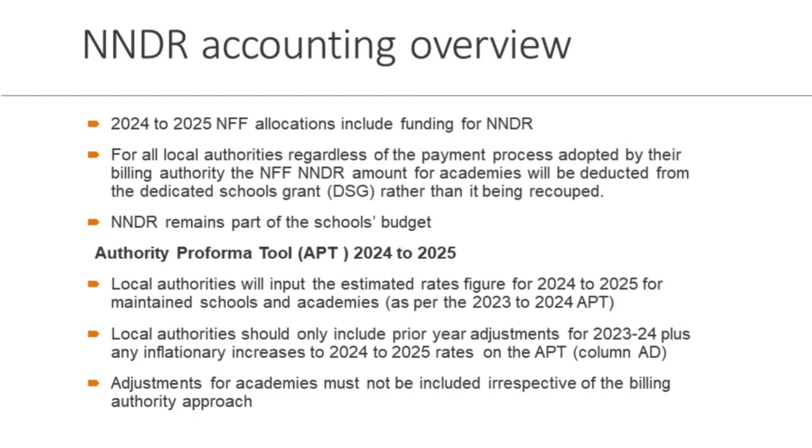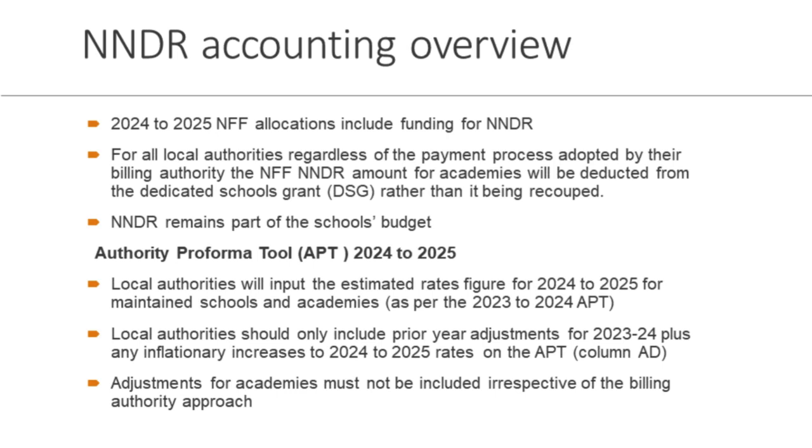Thanks, Dave. We've included a couple of slides on the accounting side because we've had quite a few queries on how business rates should be handled in the accounts. So the 24-25 NFF allocations include funding for your business rates. For all local authorities, regardless of the payment process adopted by the billing authority, the NFF NNDR amount for academies is deducted from the DSG.